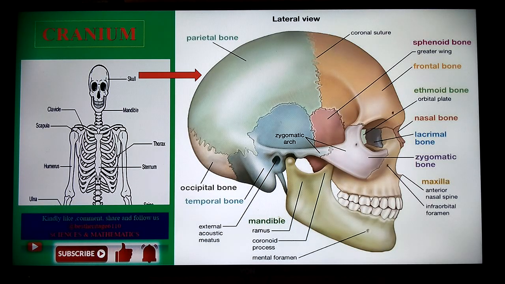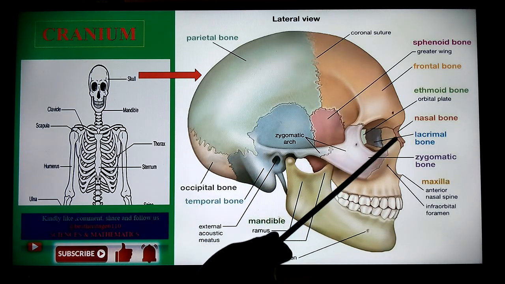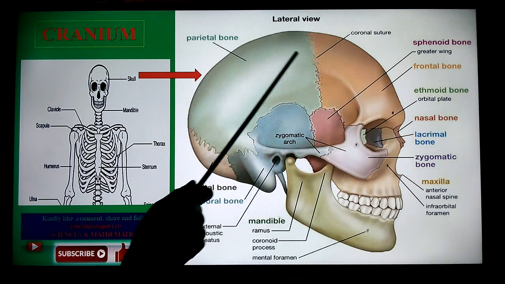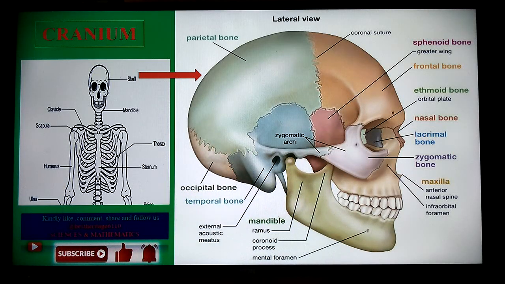So for today, we're going to look at the various sutures, or immovable joints, found on the cranium. For us to appreciate that, it is important to see the different bones and where these sutures are located. So we're going to classify the cranium into sections, by describing the front part, the upper part, and the lower part, which is referred to as the mandible.